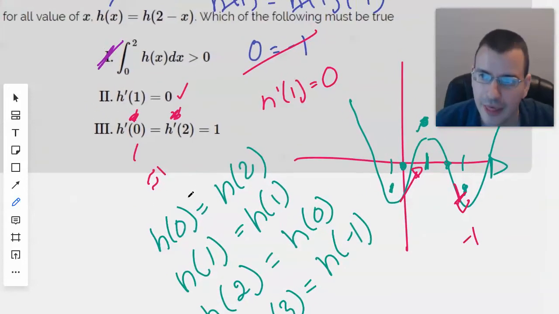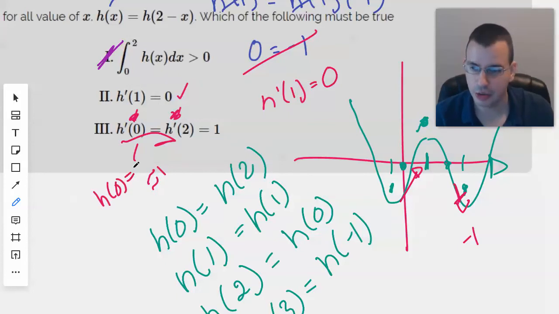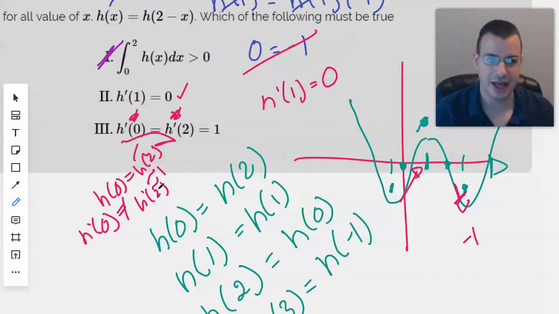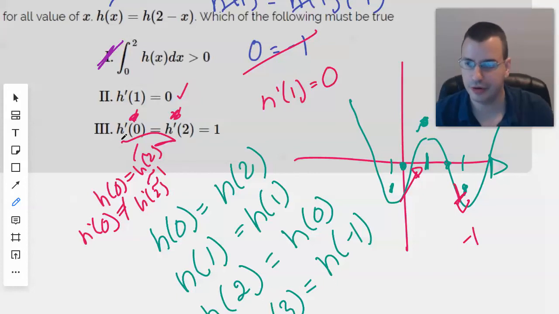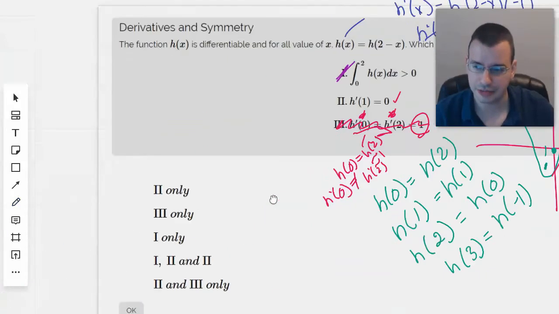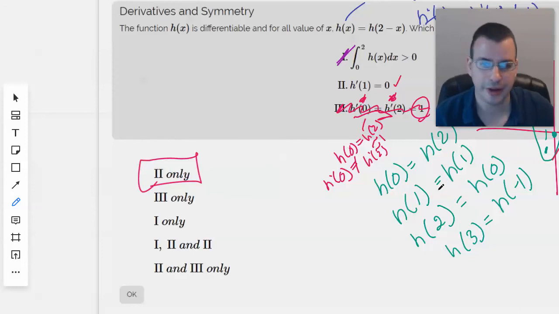So h of 0 has to equal h of 2, but the derivative, h prime of 0, does not have to equal h prime of 2. It might, but doesn't have to. So this one will be false. And especially there's no reason for us to believe that it would be 1. But 2 is correct. And so this would be our answer right there.